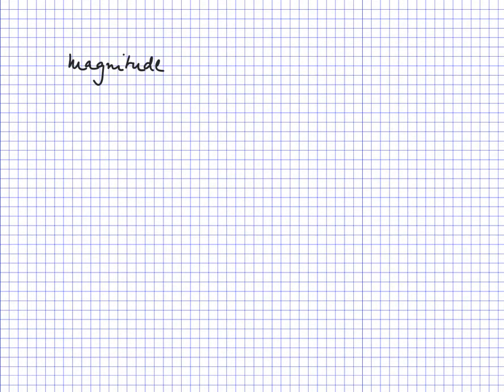Calculating the magnitude of a vector. Example 1. We have a vector A, which has components 5, 4.